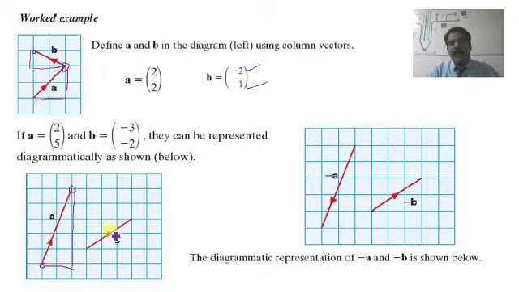Similarly, vector B can be derived, it is given -3 and -2. So we will take any point on the graph paper.